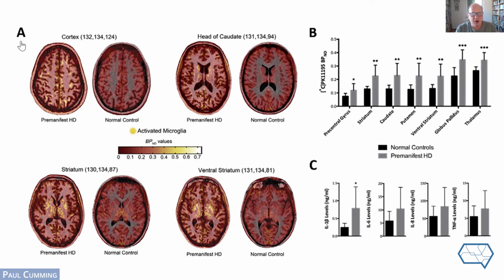It's a little bit hard to read this slide very quickly, but they show that pre-manifest Huntington's disease patients, that is, genetically labeled, disposed to get the disease but not yet manifesting symptoms, already have substantial microgliosis, as shown in the bar diagram on the upper right. You can see that the pre-manifest patients have about twice as much microglial activity as the controls.